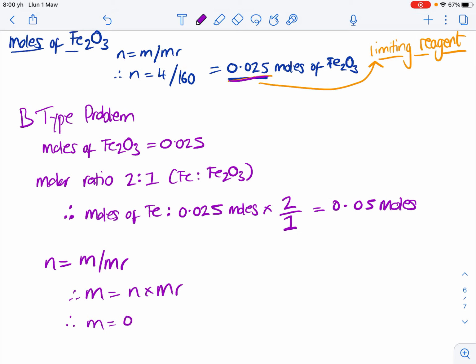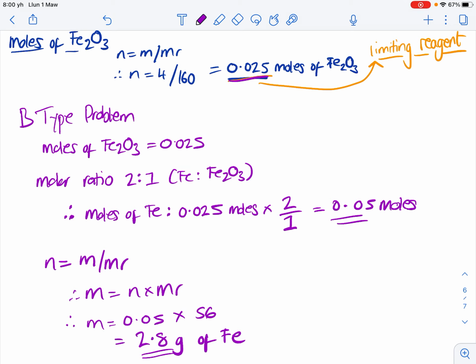Therefore, my mass is equal to the number of moles, which is 0.05 up here, times the molecular weight. I'm going to use 56, because technically it is a little bit different. It's 55 point something, but 56 is going to make our life easier. And I'm going to get a final answer of 2.8 grams of iron.